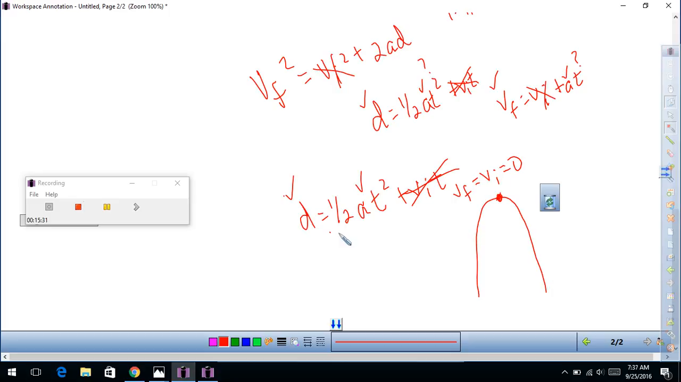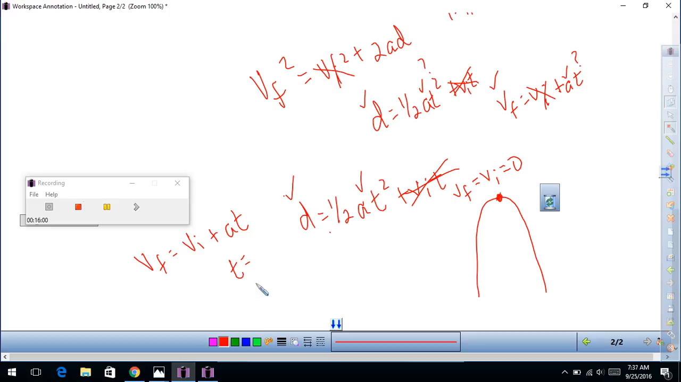If you don't like to do that, then you can say, well, VF equals VI plus AT. And you know the VF is 0 at the highest point. You know the VI was the 25 and the A was your gravity, 9.8. I would use negative because it's on the way up, but that's me. And you could solve for time like that.